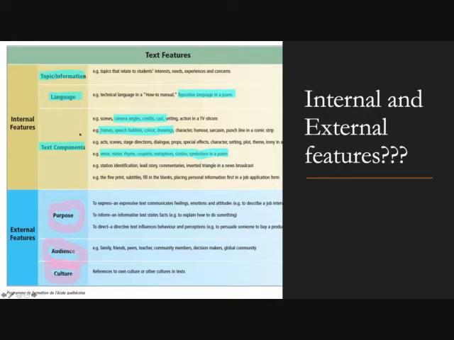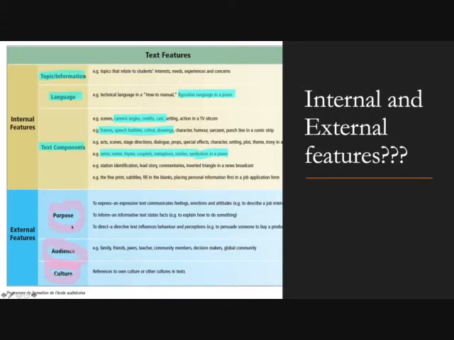What are the text components? So if it's a movie or a commercial, a visual commercial, you might see camera angles, credits. If it's a comic book, you might see frames and speech bubbles. You really need to dig into that. If it's a poem, meter, rhyme, couplets. Okay, so that's the internal features, what we see in front of us.